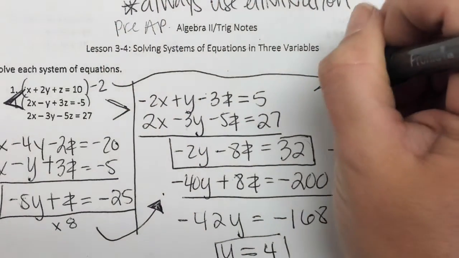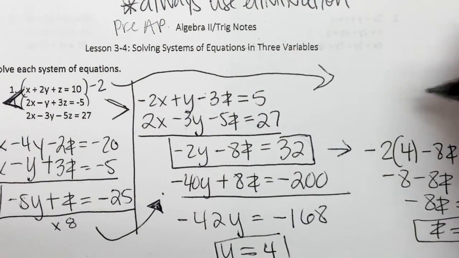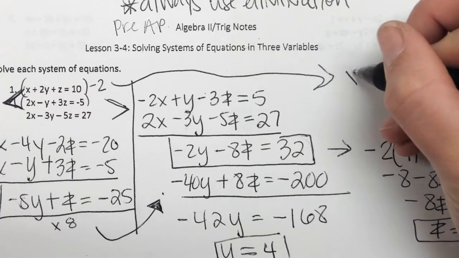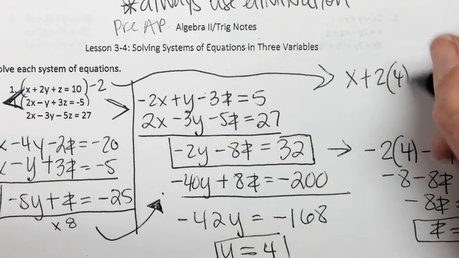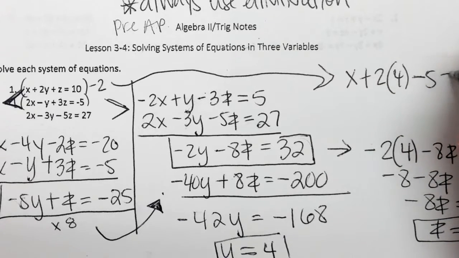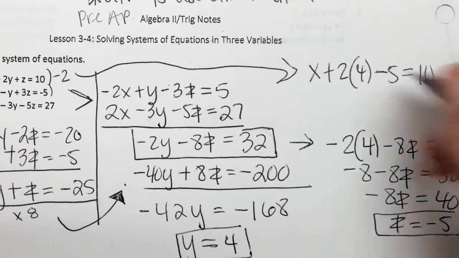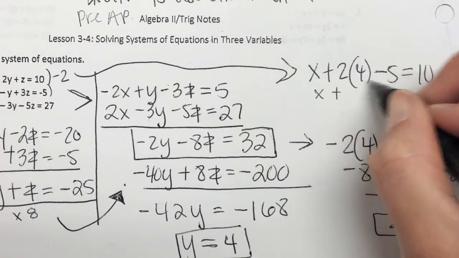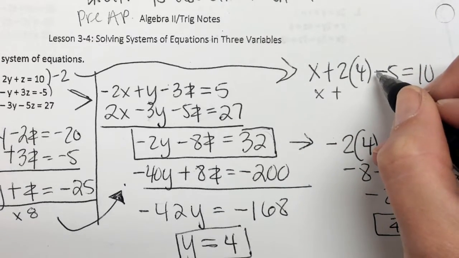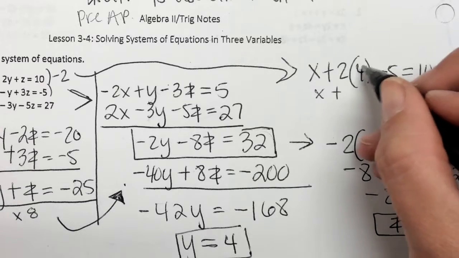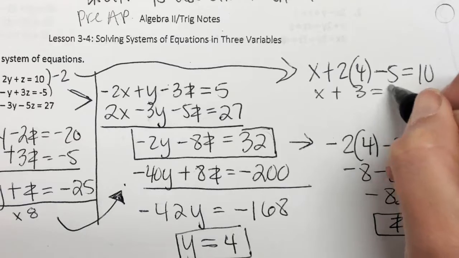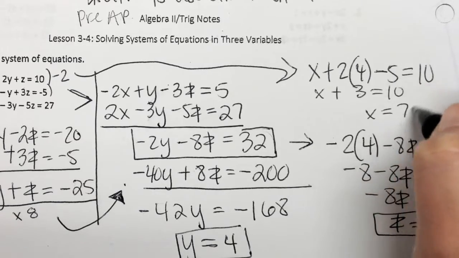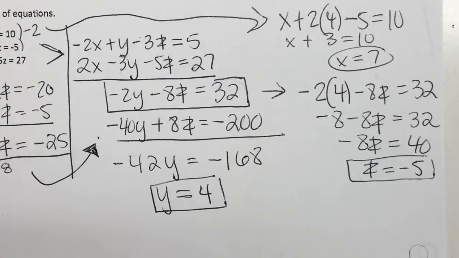So I'm going to come over here. Instead of x, well, I don't know it, so I'll put x, but I'll put plus 2 times what? Plus, good, equals 10. That gives me x plus 8 minus 5. What's that going to give me? Everybody good? This is going to give me what? 3. So x is? Very good. We've solved for all 3.